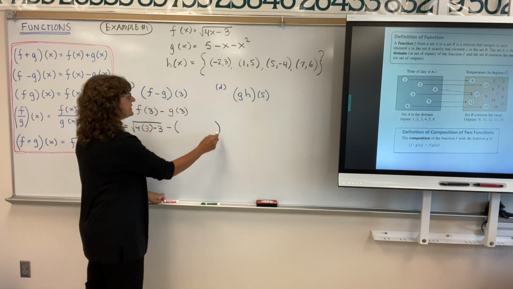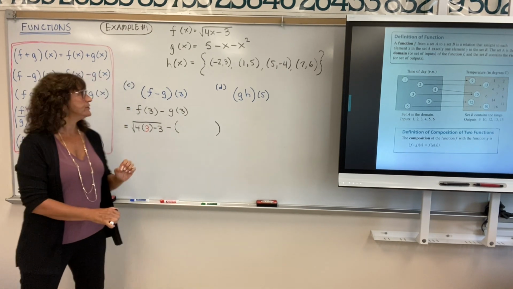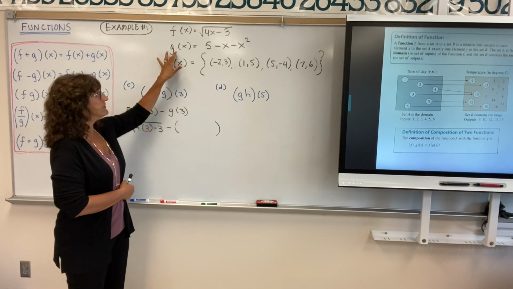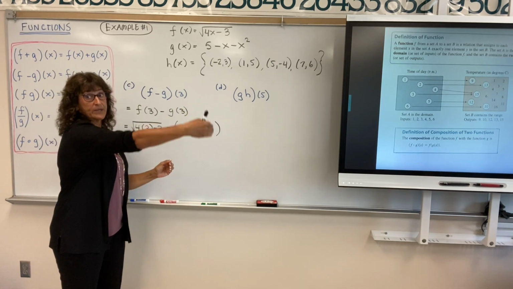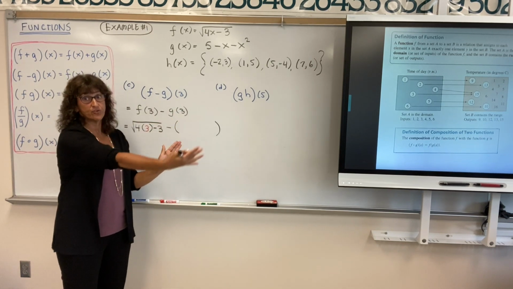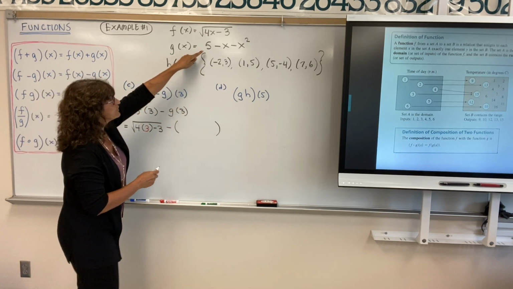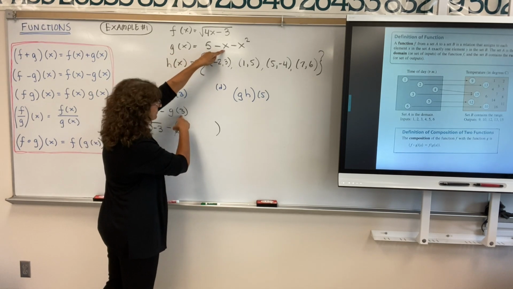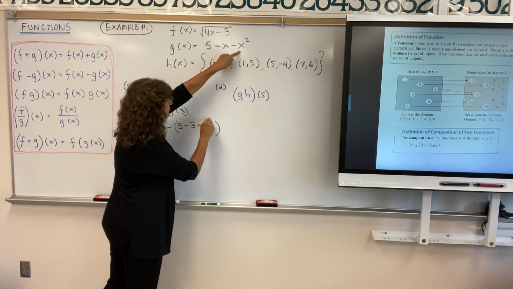For g of 3, don't forget grouping symbols. That's what you have to be careful of when you subtract functions. Don't forget grouping symbols, because my g function has 3 terms, so I need to subtract each of the 3 terms. I will need to distribute the subtraction. So use grouping symbols. And now, what do we have for g of 3? It's going to be 5 minus substitute 3, minus substitute 3 again and square it.